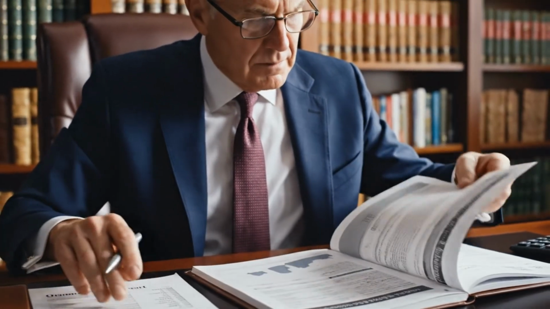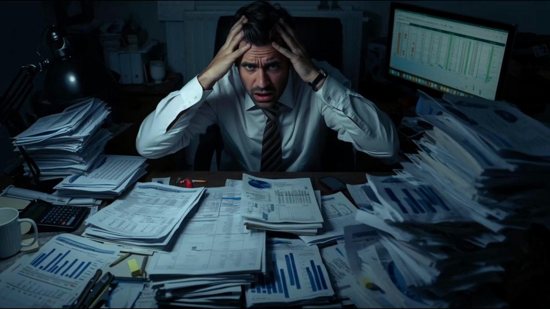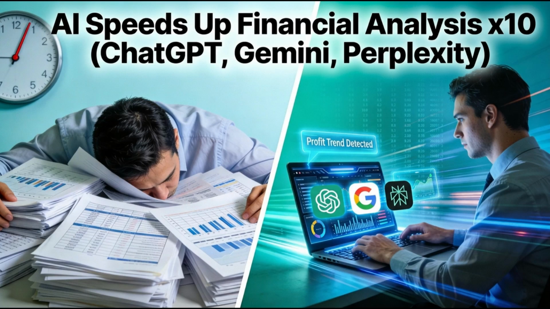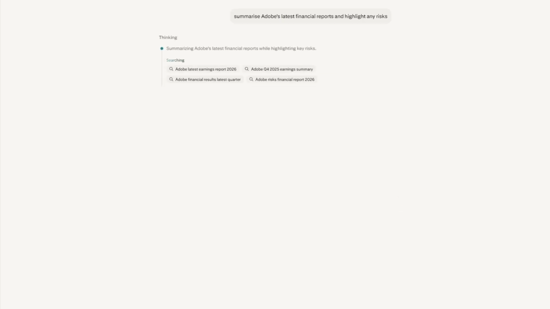This means reviewing things like quarterly earnings reports, annual reports, financial statements, and management commentary. But here's the problem. These reports can sometimes be hundreds of pages long. So to speed up the research process, I use AI tools. Tools like ChatGPT, Google Gemini, and Perplexity AI. These tools are incredibly helpful for summarizing complex financial documents.